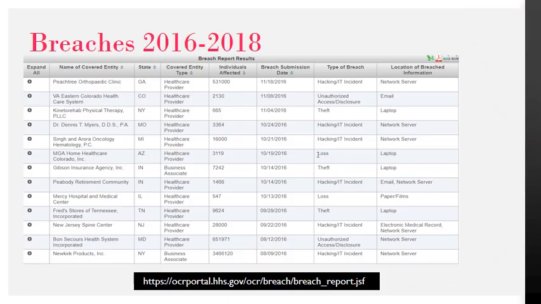And here are some interesting facts. This was actually retrieved from the OCR portal. So these are actual breaches that took place or are being investigated from 2016 to 2018. And the types of breach are here in this column. And then, of course, the location of breached information: email, laptops, network servers, email, electronic medical record.